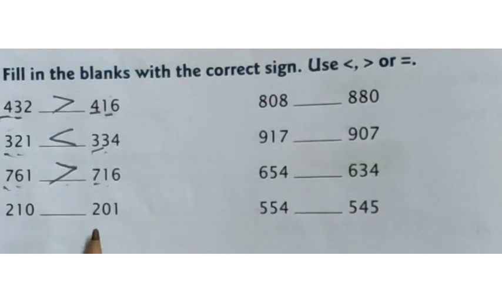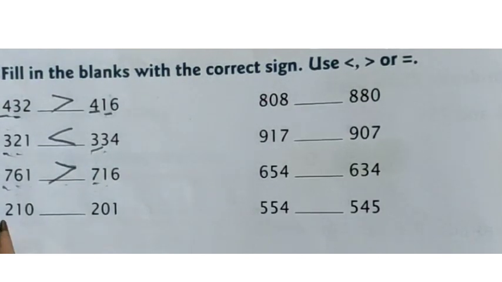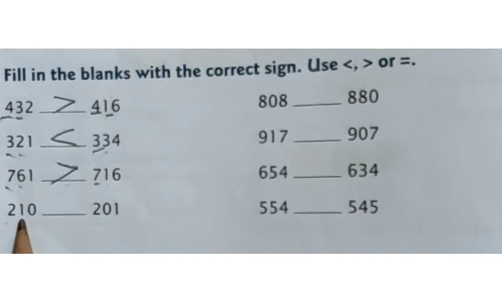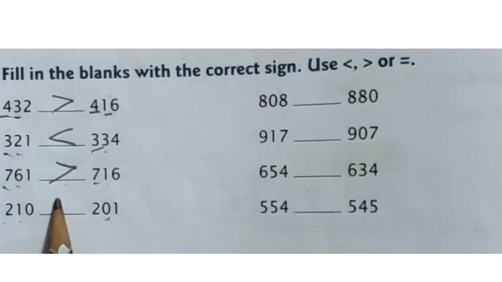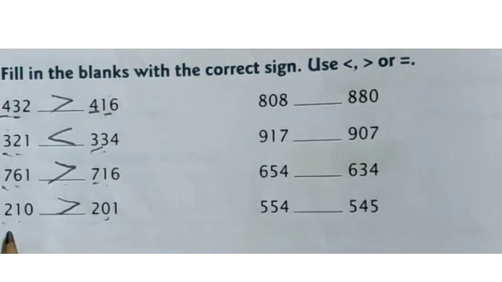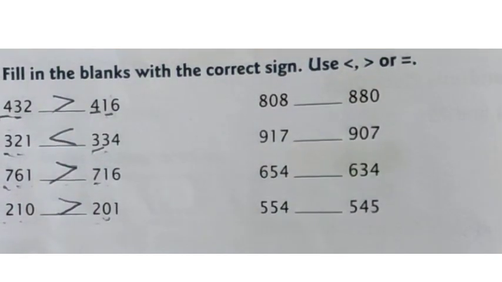Next, 210 and 201. Both are 2 in the hundreds place. So move to the next digit, that is the tens place. Here it is 1 and here it is 0. So 0 is less than 1. So it is the greater than sign. 210 is greater than 201.